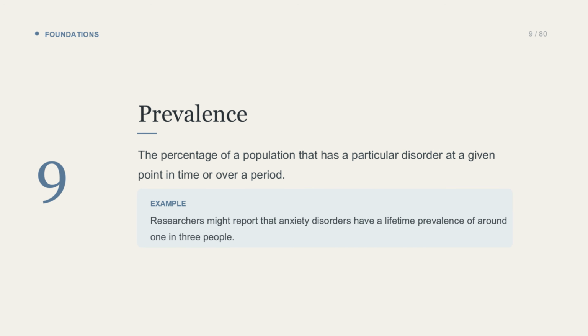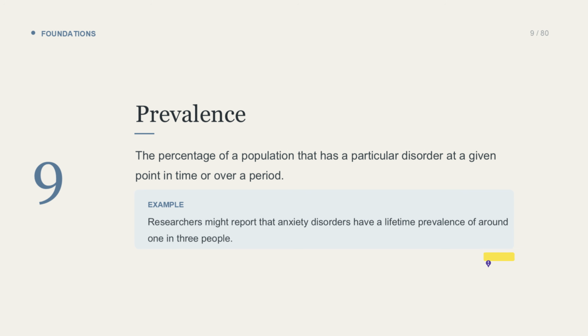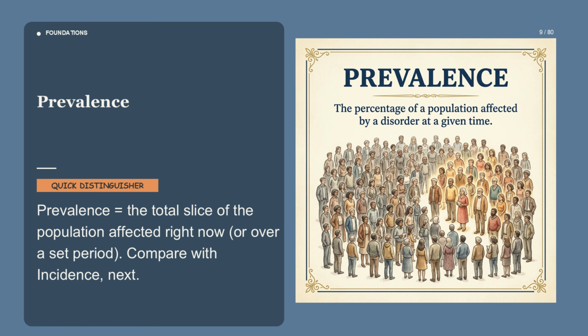9. Prevalence. Prevalence is the percentage of a population that has a particular disorder at a given point in time or over a specific period. For example, researchers might report that anxiety disorders have a lifetime prevalence of around 1 in 3 people.